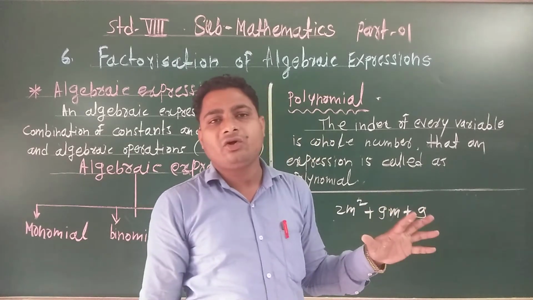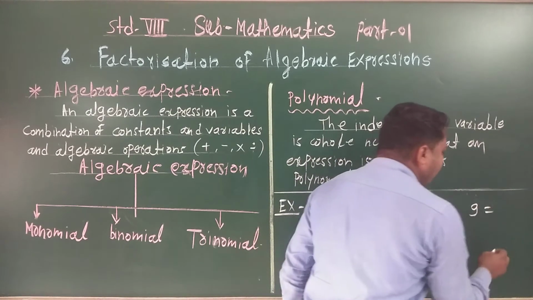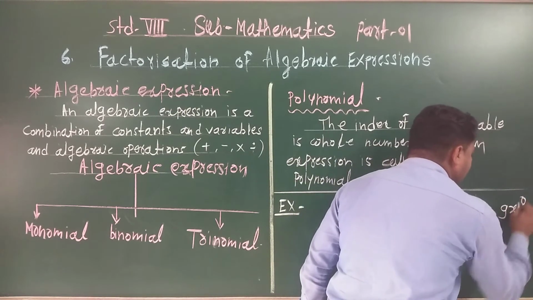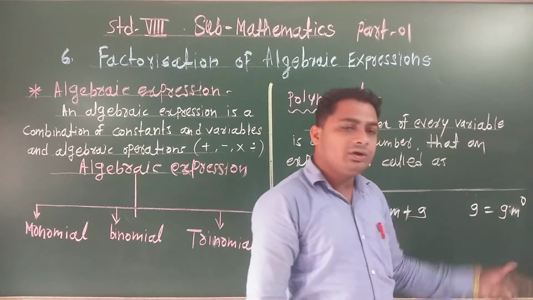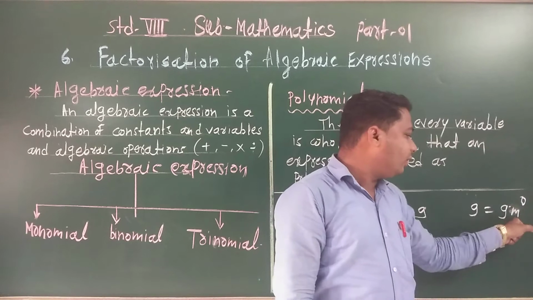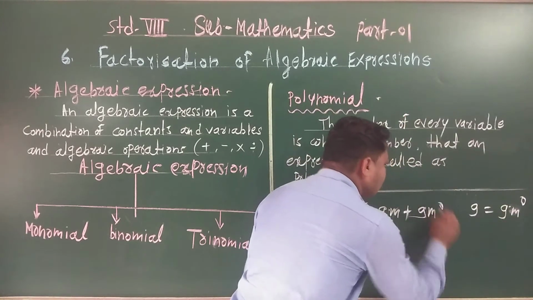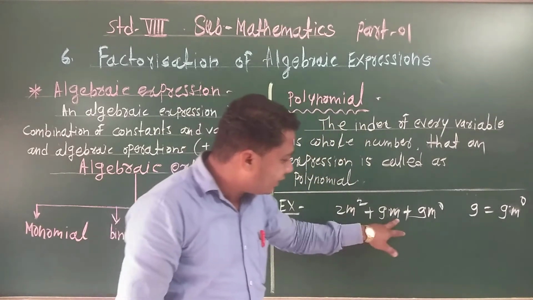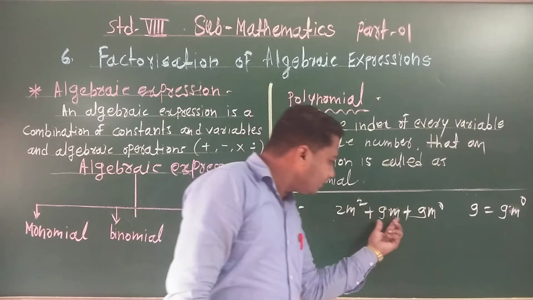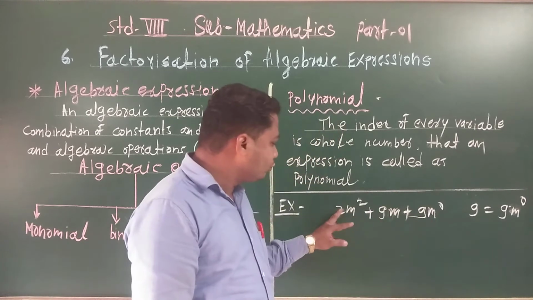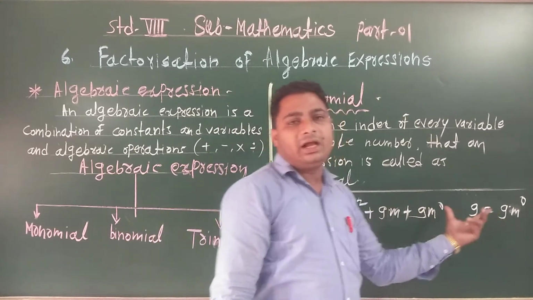So that is a combination of an algebraic expression. The 9 is written in the form 9 into m raised to 0, because m raised to 0 is 1, so 9 into 1 is equal to 9. Here m is the variable, and the constants in the terms are 2, 9 and 9. So that is called an algebraic expression.